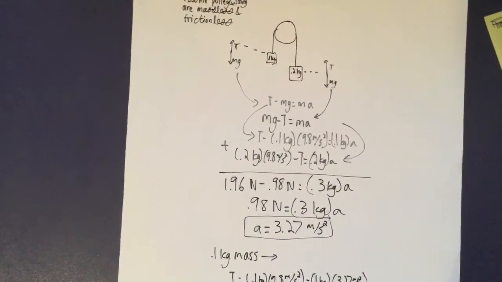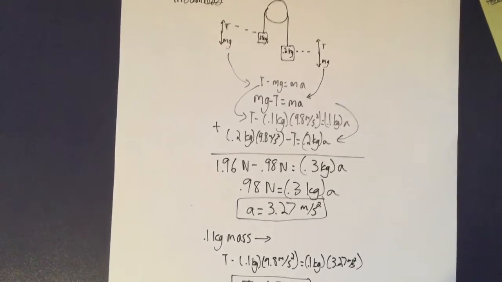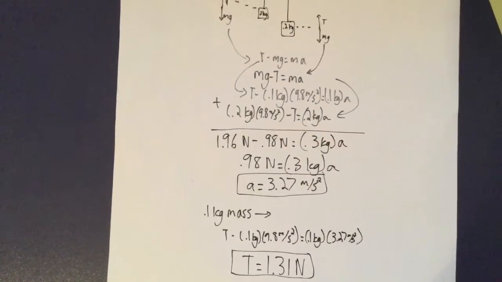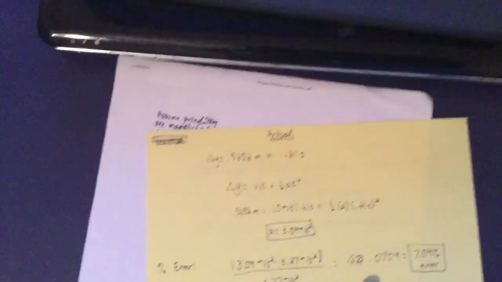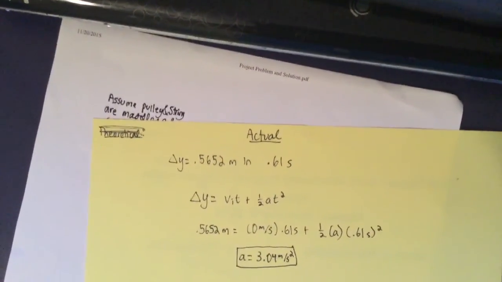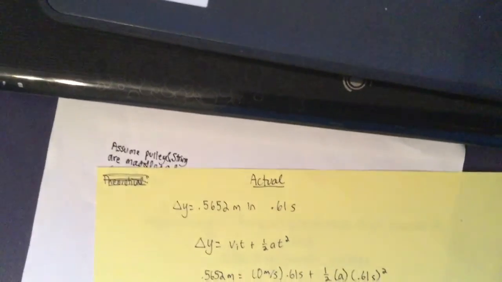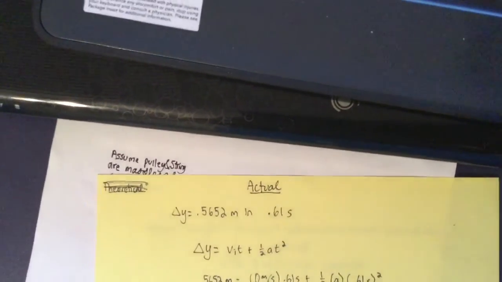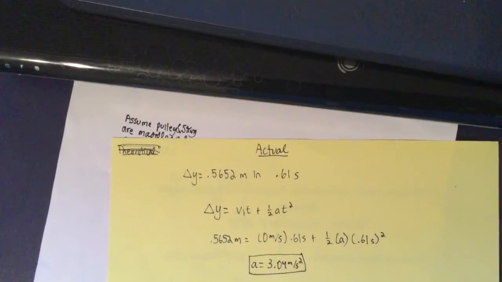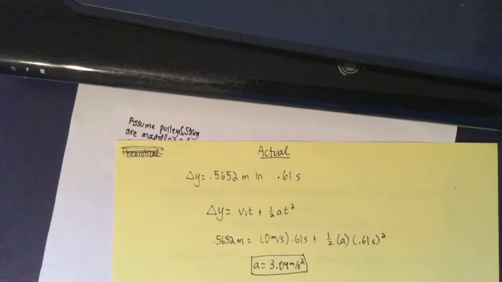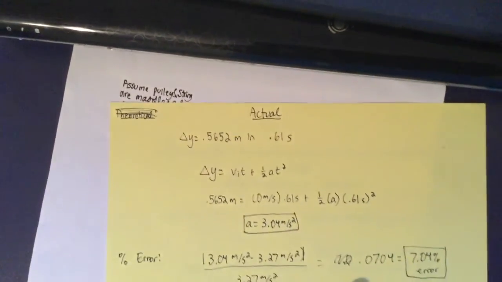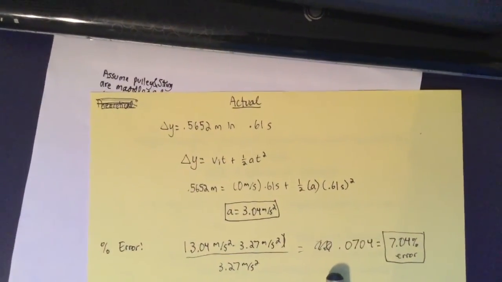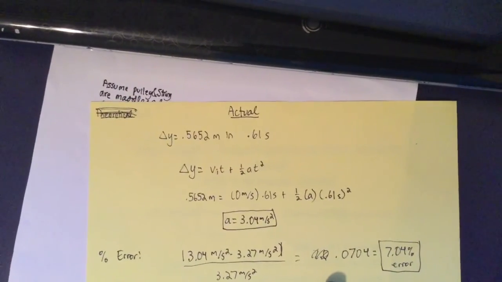And then with this, we can use one of our equations to find the tension of the string, which would be 1.31 newtons. Then we can move on to the actual calculations that we got from our experiment, as each of the masses traveled 0.5652 meters in a time period of 0.61 seconds on average. Using our kinematics equation, we can find that the acceleration of the system was 3.04 meters per second squared. And thus, the percent error can also be calculated as 7.04% error.